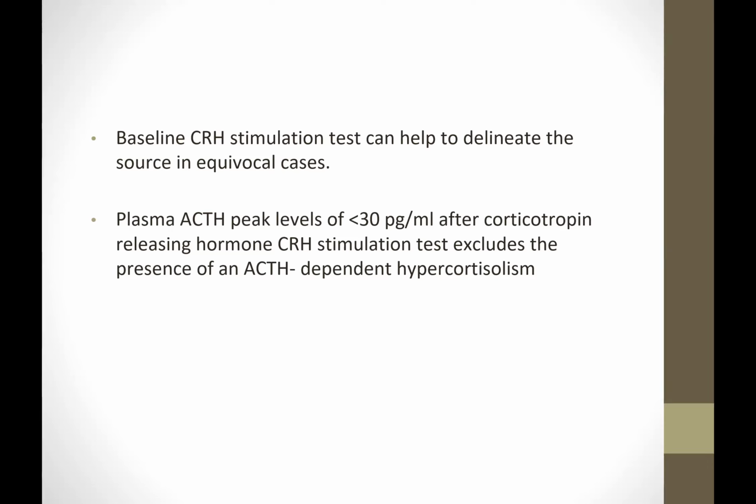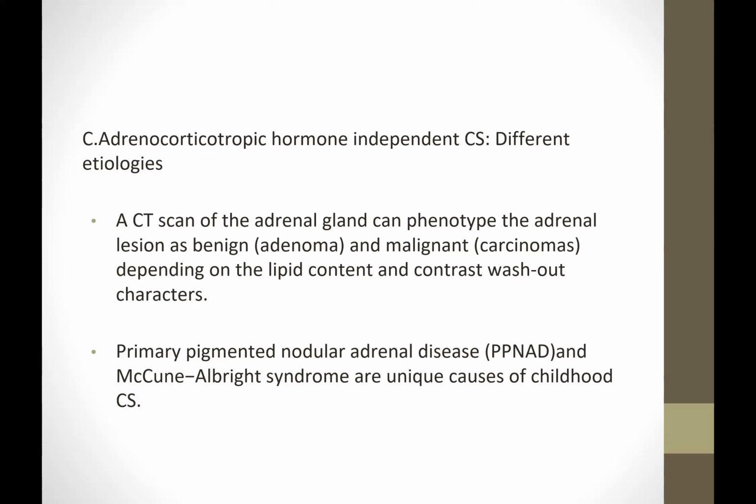Okay. The third step is to differentiate adrenocorticotropic hormone independent cases with different etiologies. A CT scan of the adrenal gland can phenotype the adrenal lesion as benign, that is adenoma, or malignant carcinoma, depending on the lipid content and contrast washout characters. Primary pigmented nodular adrenal disease and McCune-Albright syndrome are unique causes of childhood Cushing's syndrome. So you don't have to worry about the last line there, because one, it is in children, and second, it is very rare, less than 1%.